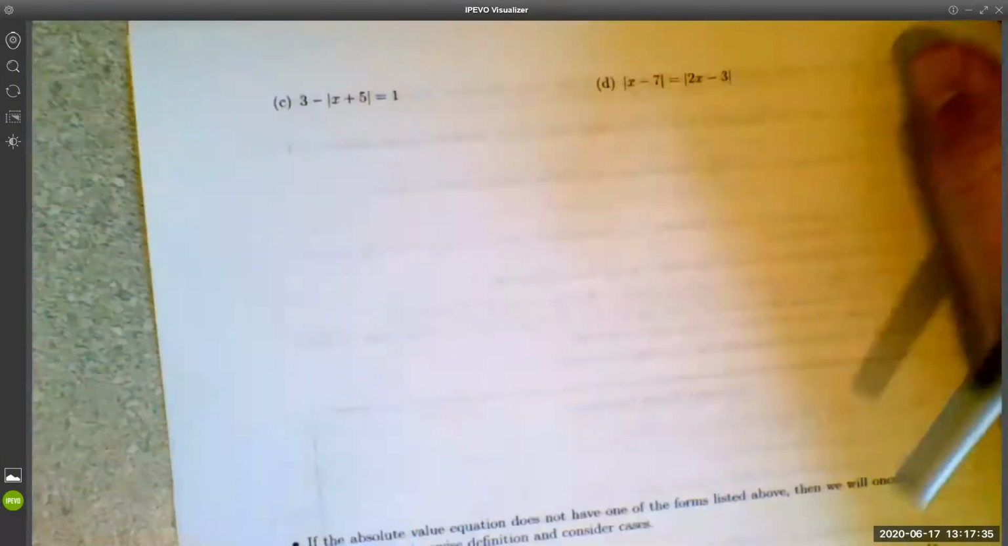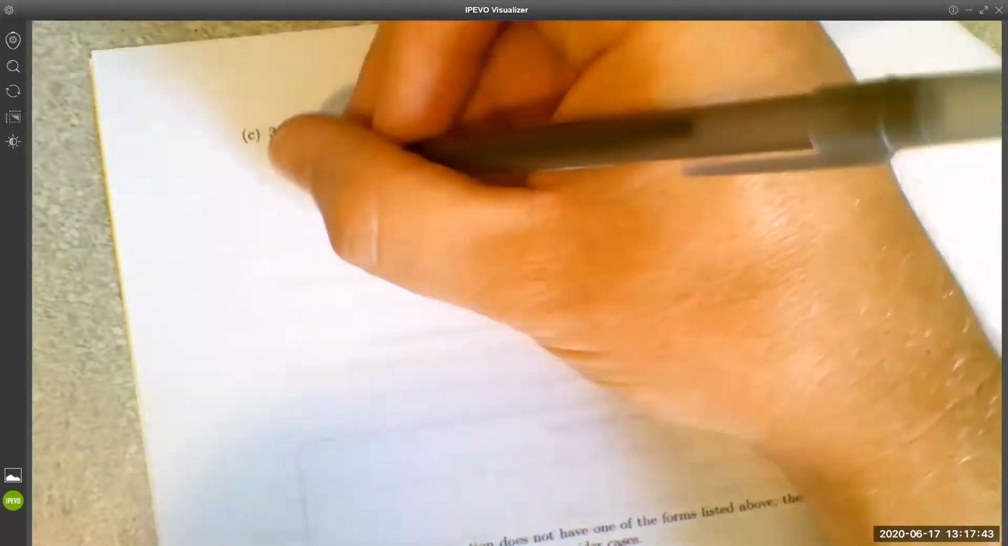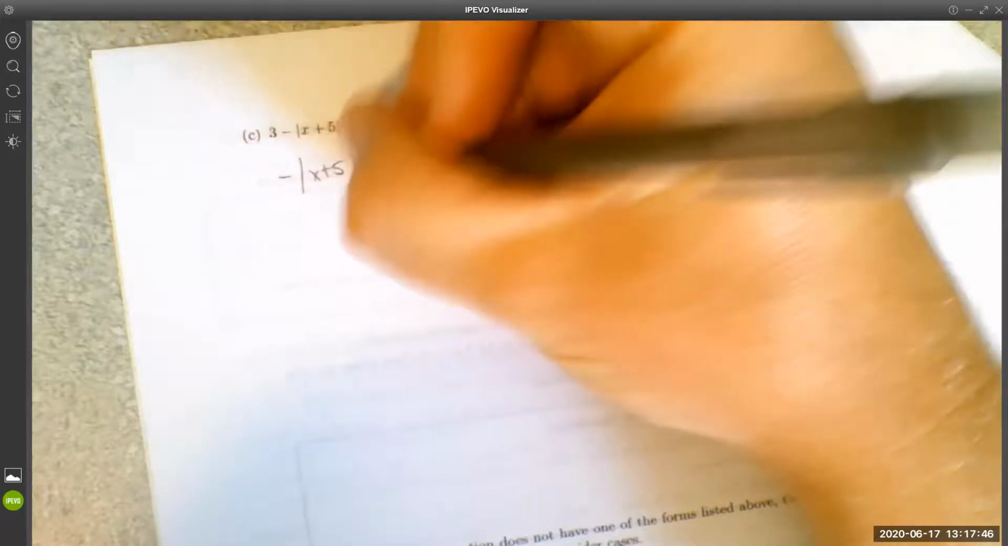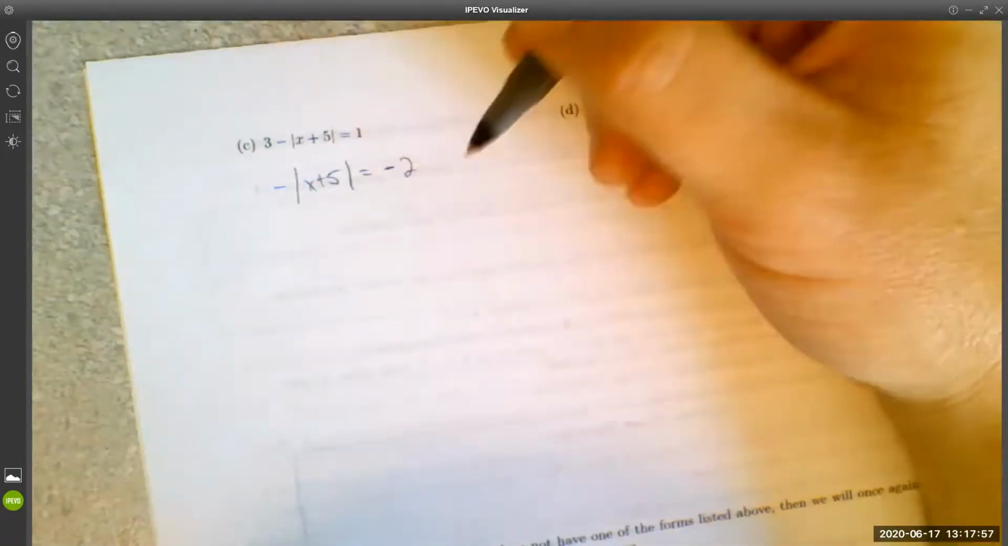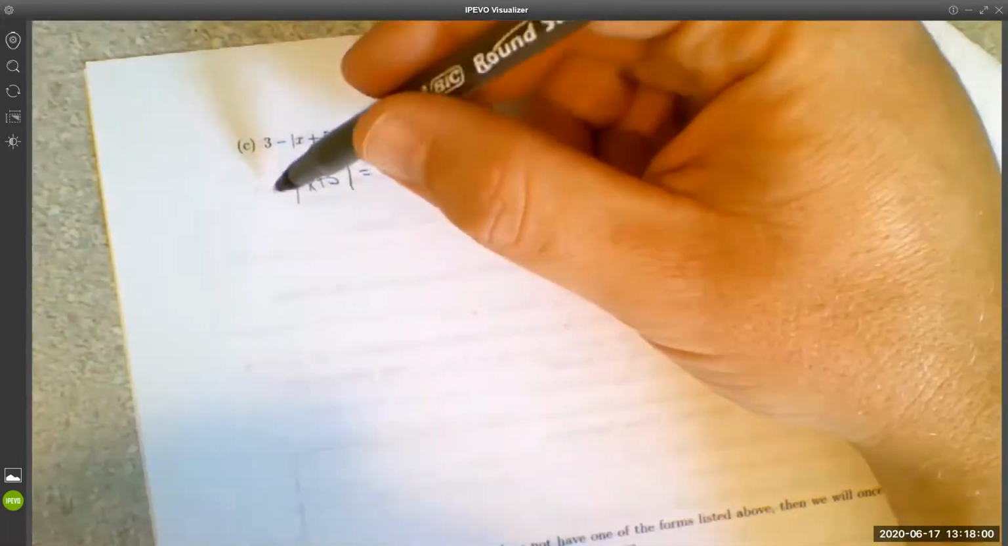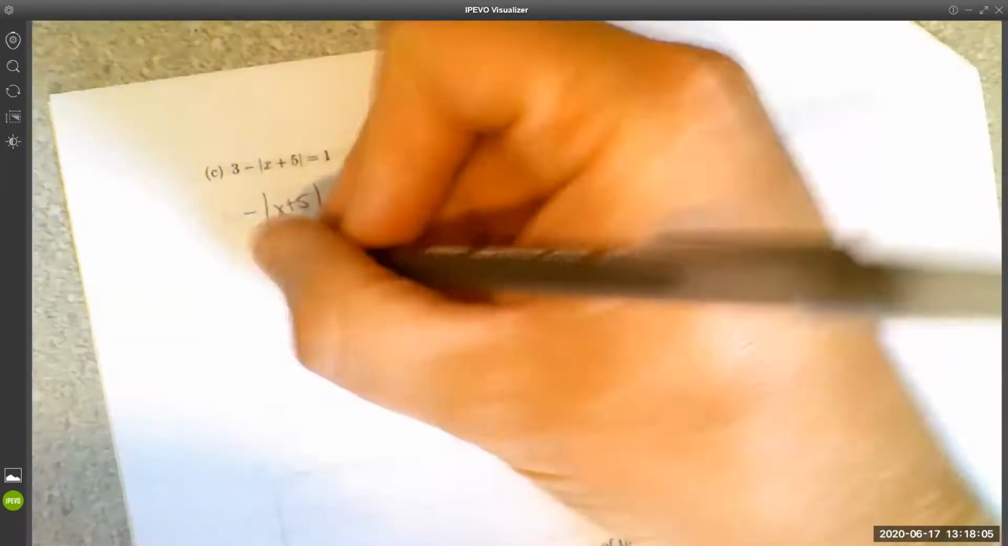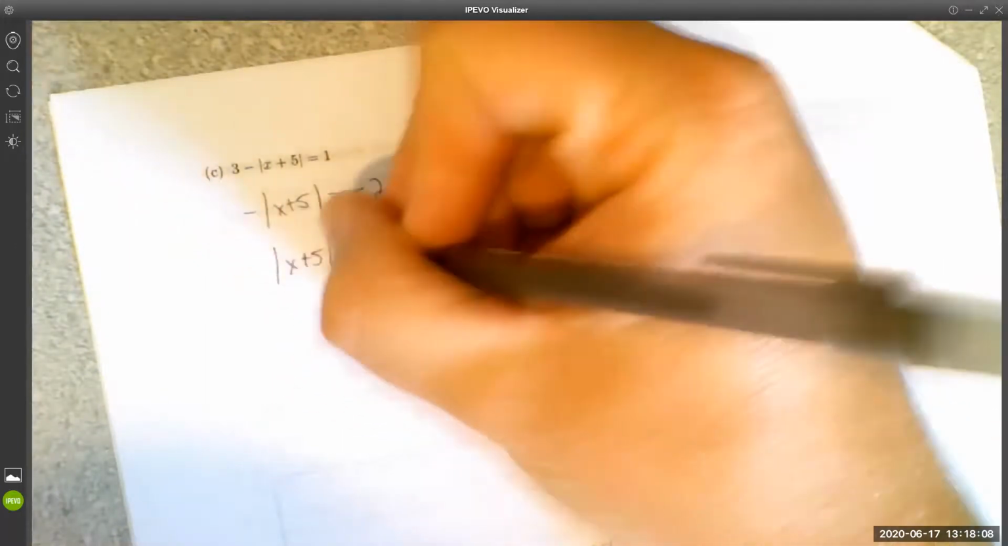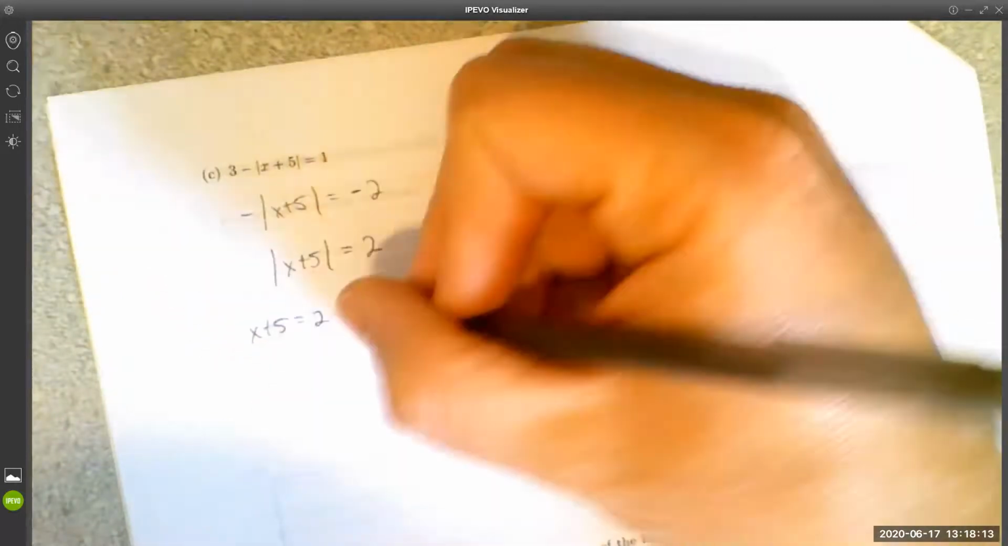Another example. Again, we need to solve for the absolute value before we can apply any other rules. So let's move the 3 over. Subtracting 3 from both sides, we end up with negative absolute value of x plus 5 equals negative 2. And you might be thinking, you've got a negative number on the right-hand side, so there's no solution. Except that you also have a negative over here. If you finish solving for the absolute value by dividing through by negative 1, then you get the absolute value of x plus 5 equals positive 2. And so this has a couple of solutions.